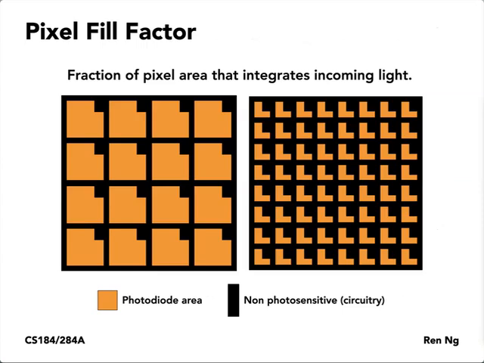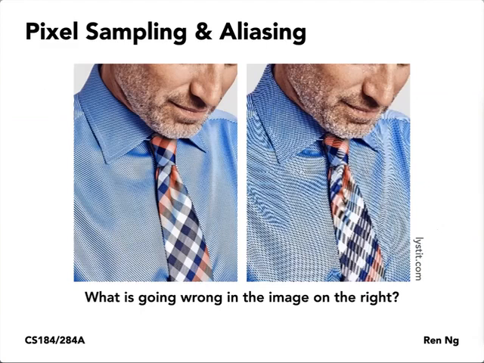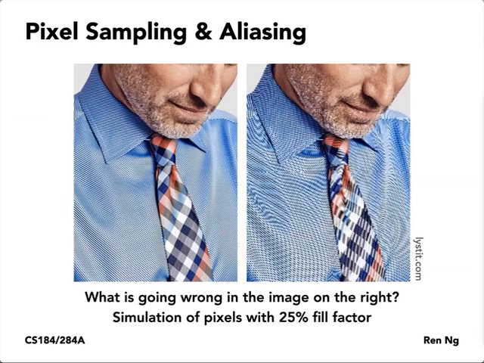Okay, the next topic I want to talk about is pixel aliasing and anti-aliasing. So think again of this fill factor, right? It's a fraction of the area of the pixel that is actually integrating light. I showed you this example when we talked about aliasing and anti-aliasing. Do you remember this example? I said, oh, something's going wrong in the image on the right-hand side. What happens exactly? It's a simulation of pixels with 25% fill factor, where I made the picture on the right by just taking 1 out of every 2 by 2 pixels on the left-hand side. So for every 2 by 2 block of pixels on the left, I just kept 1 of the pixels and put it on the right.